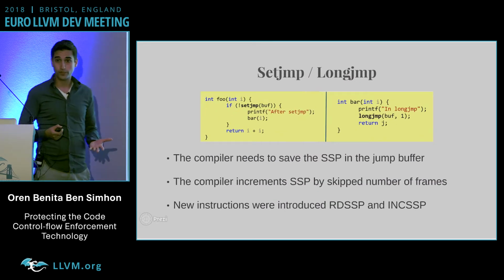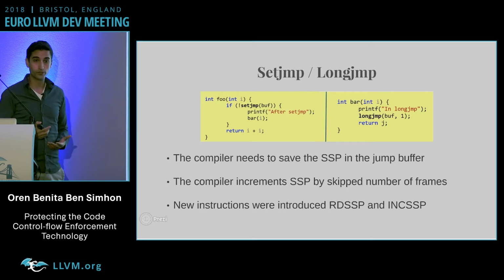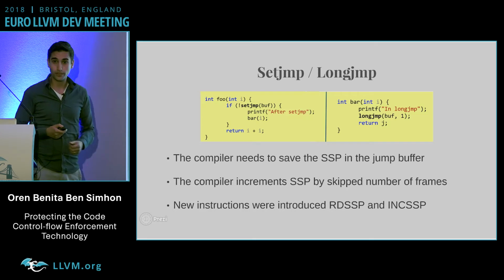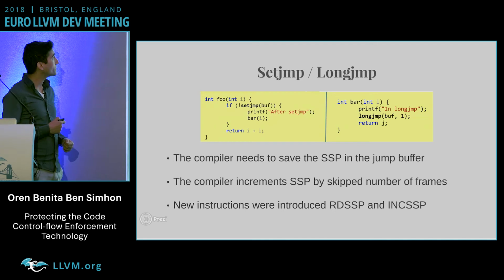So setjmp and longjmp. Setjmp and longjmp are library functions, also built-in functions in LLVM. What setjmp does is save the actual return address into this buffer. And later on, if we use longjmp, then we jump back to this location. This function will never be executed, because we are doing an indirect jump from this place to the address that is saved inside this buffer.